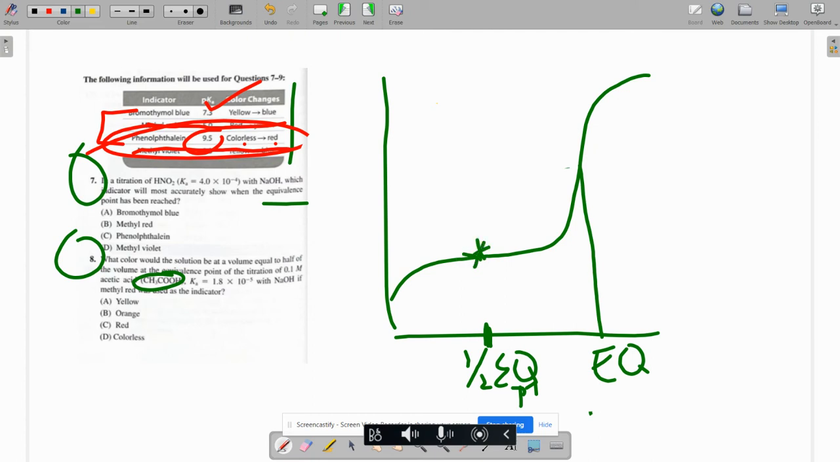Not a normal question, because you normally don't want the indicator to change colors right here. You want the indicator to change colors here. So this question's kind of weird, but I kind of like it. One thing you do know is that this is a half equivalence point. So what would the pH be at the half equivalence point?